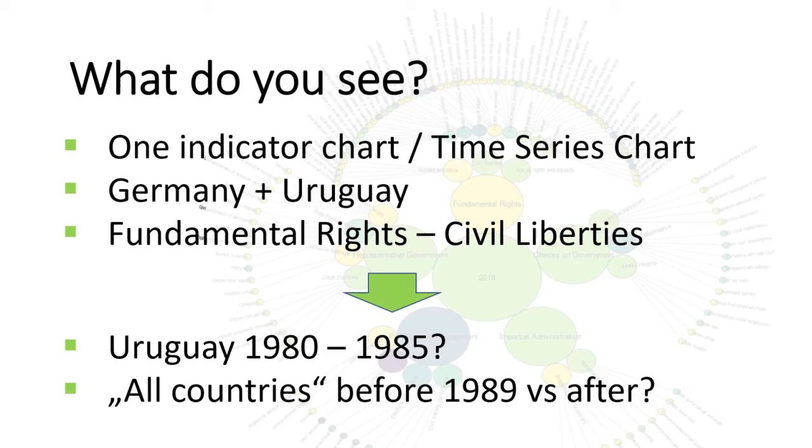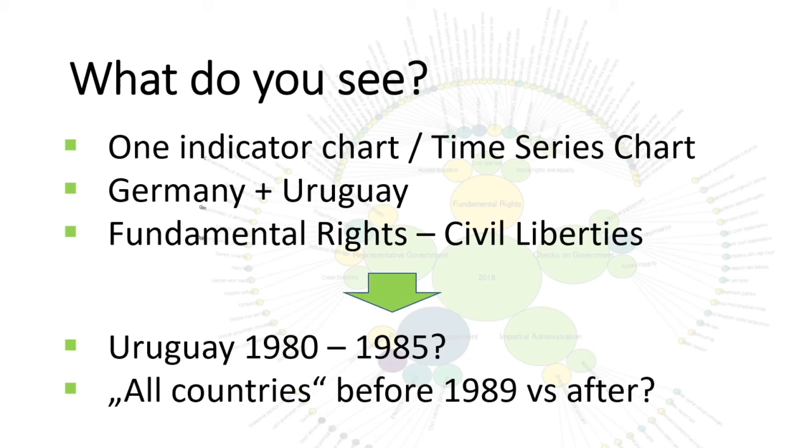Let me share with you one example for the kind of questions you can investigate using the DEMOCRALYZER. Imagine you wanted to investigate the evolution of civil liberties across countries. For that, you could go to one indicator and use the time series chart to compare your country to, say, Uruguay or any other selection of countries. On the background of all other countries, the time series chart will then display the evolution of civil liberties in the selected countries. Quite likely, when looking at the results, you will be as surprised as I was.